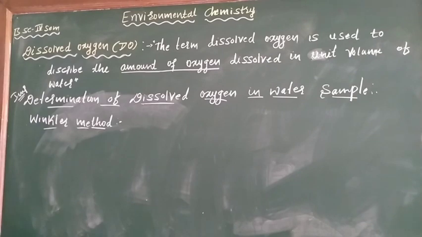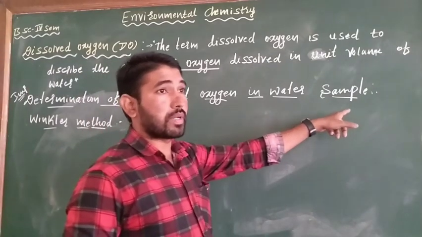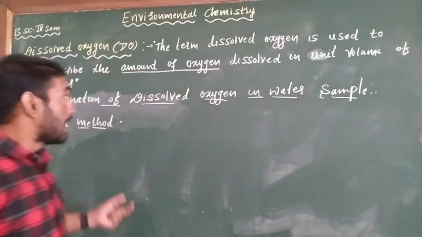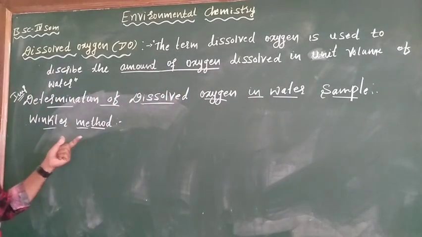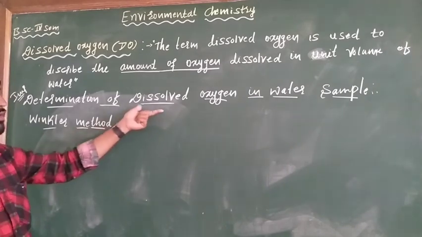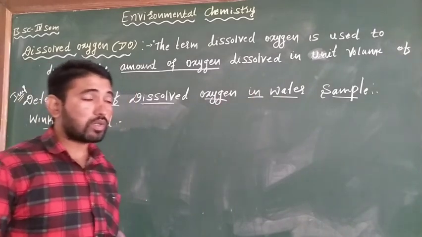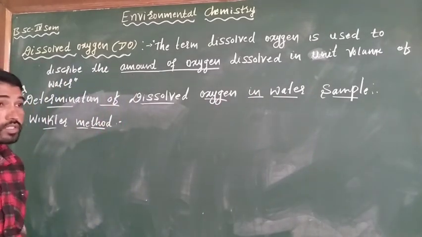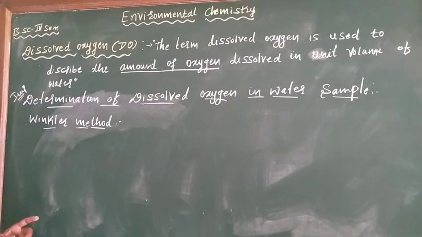This is a 5 marks question. They will ask, how do you determine dissolved oxygen in water sample? Explain. Or explain Winkler method. If it comes, explain Winkler method, then you go for determination of dissolved oxygen in water sample. First thing, what is the principle behind this method?